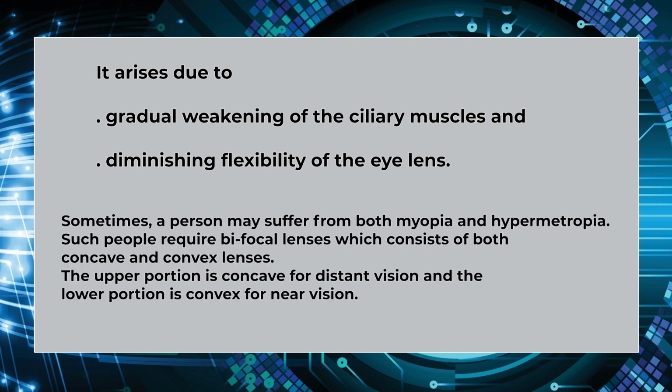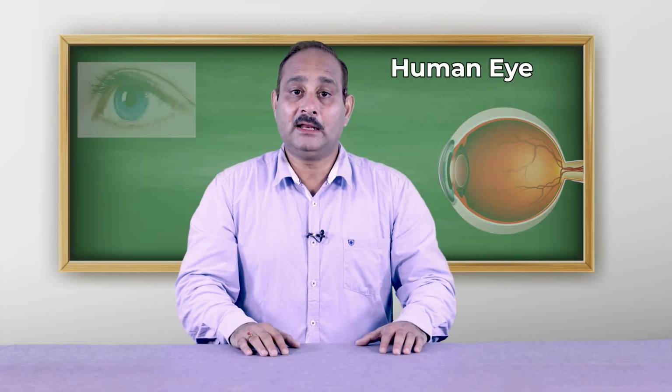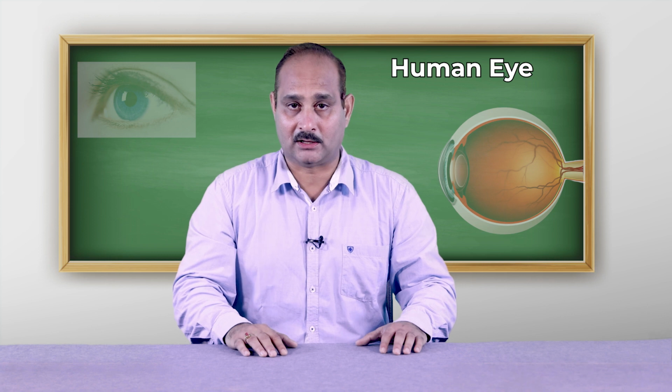Sometimes a person may suffer from both myopia and hypermetropia. Such people require bifocal lenses, which consist of both concave and convex lenses. The upper portion is concave for distant vision and the lower portion is convex for near vision. Let us see a question based on hypermetropia.